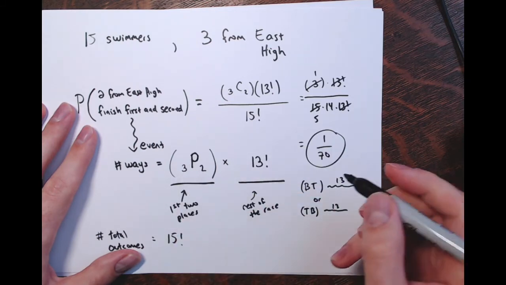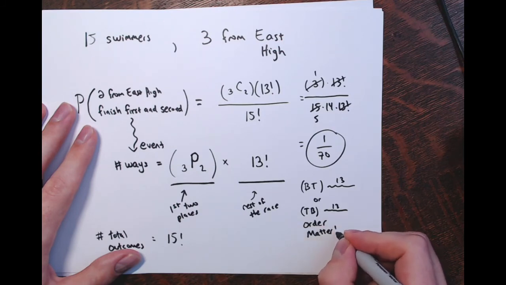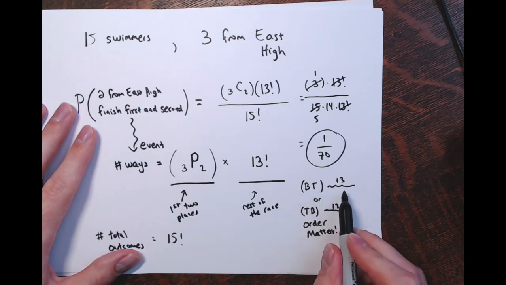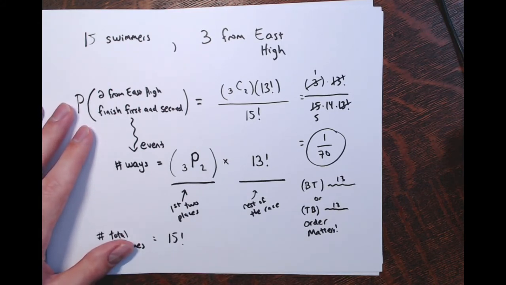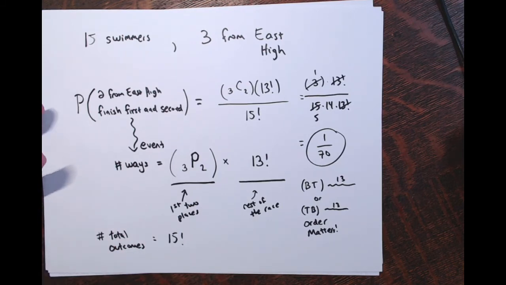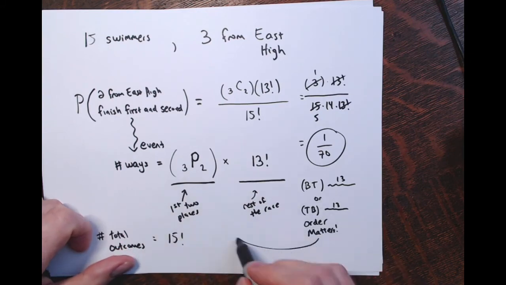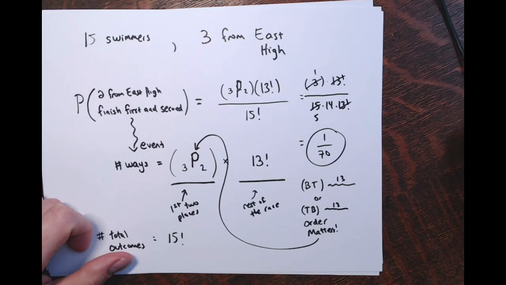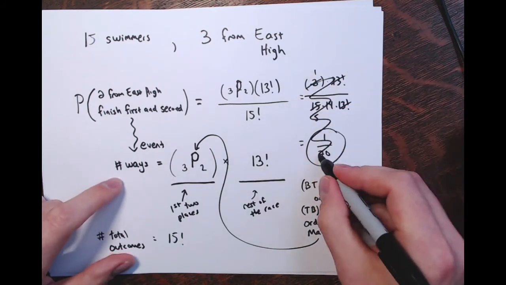I am very sorry. Order does matter here. In thinking about it some more, order matters because this is a totally different outcome than this. It's a totally different race. If you're talking about a race, order matters. They mentioned a first place and a second place. So sorry about that. That should be a 3P2, which would change this to 3P2.